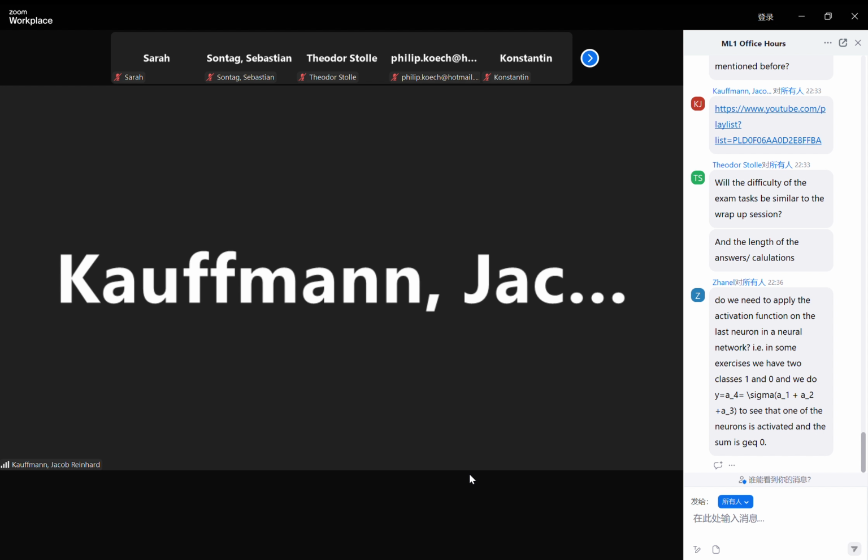And there's another question. Do we need to apply the activation function on the last neuron in a neural network? It has some exercises with two classes, 1 and 0. And we do y equals a4 equals sigma of a sum, you see that one of the neurons is activated and the sum is larger or equal to 0.